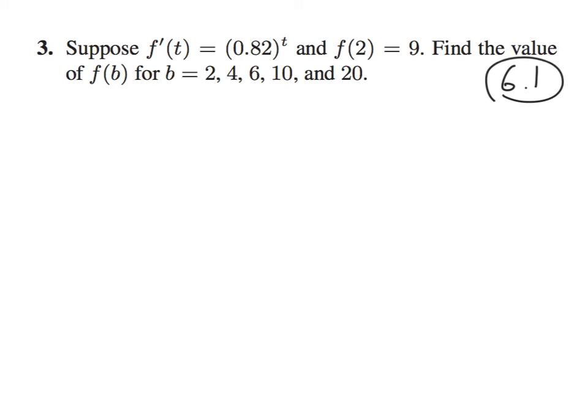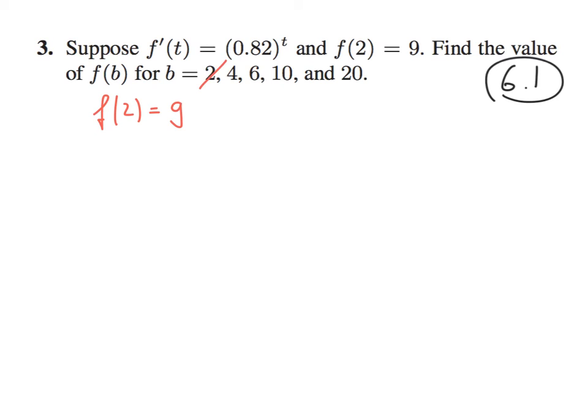So, again, basic tool here, fundamental theorem of calculus. So we know that f of 2 is 9. So this takes care of b equals 2 for us right away. So we can write this right away: f of 2 is equal to 9. Okay, check. So what about f of 4?